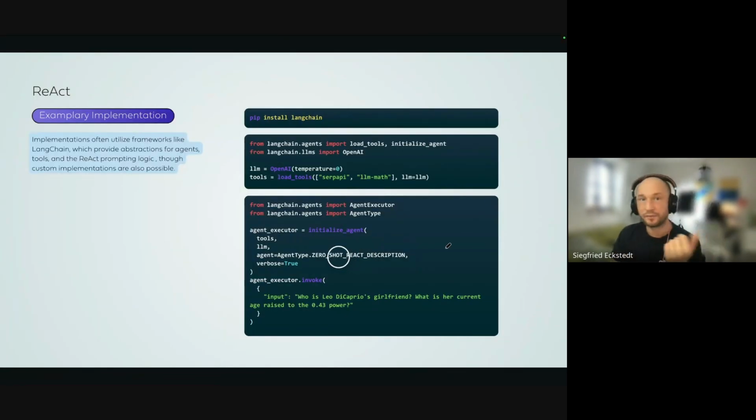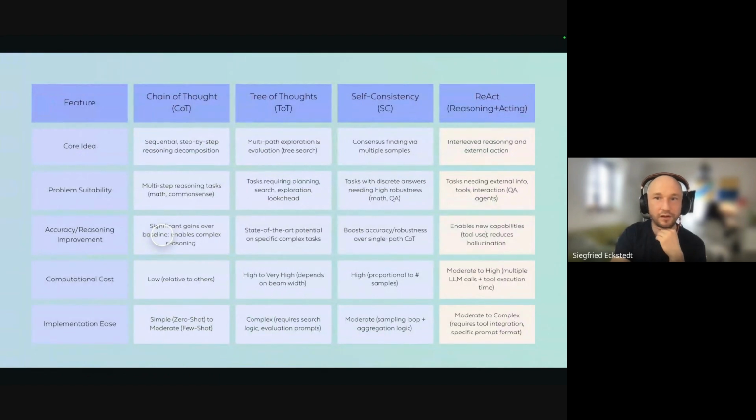This can be implemented pretty neatly also here with a popular framework, again in Python. Help yourself, copy paste it. It's a LangChain implementation. I just wanted to highlight how easy it could be to introduce such techniques in your own work environment. And this wraps up ReAct. So where is it used best? If you want to have reasoning and external actions.